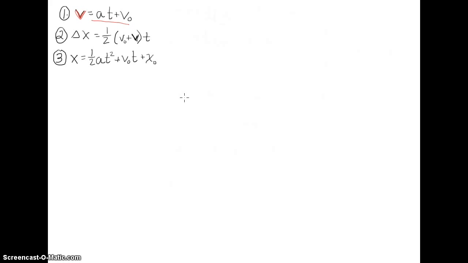All right, and lastly, we need to get equation number 4. And this equation is going to be something we call time independent. It's not going to have time. We're going to do the same thing as we did before with our substitution, except we're going to solve this equation for t, and then plug that into this equation too. So if I solve this equation for t, I'm going to get v minus v naught divided by a equals t. So subtract v naught from both sides, then divide both sides by a.